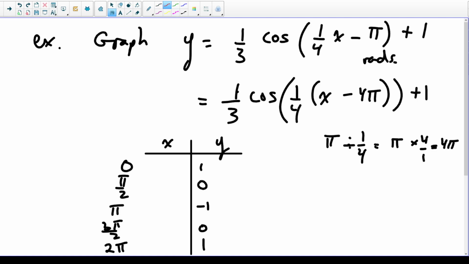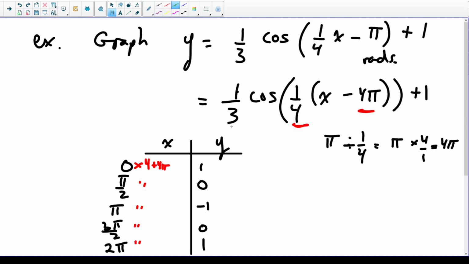So let's do our x transformations first. Our x transformations are this one and this one. So that 1/4 is the opposite. So multiply by 4. This minus 4 pi is a plus 4 pi. And I'm doing that all the way down.